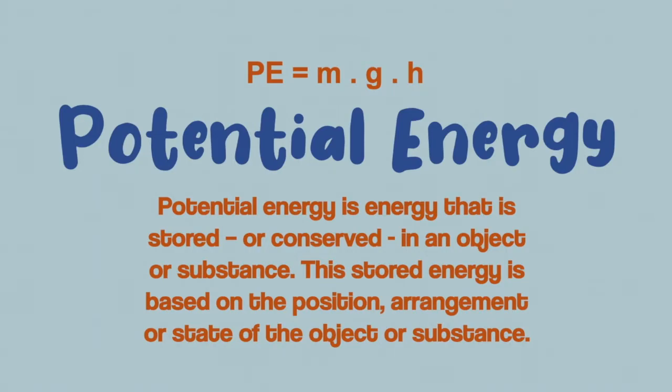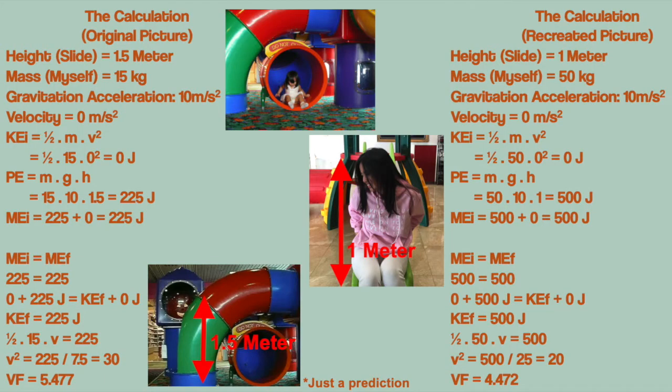Potential energy is energy that is stored or conserved in an object or substance. This stored energy is based on the position, arrangement, or state of the object or substance. In this act of going down a slide, potential energy, kinetic energy, and the law of conservation of mechanical energy could all be seen. Being on top of the slide means that there is still potential energy being stored, but because I'm not yet in motion, there isn't any kinetic energy, meaning that the initial kinetic energy is zero as the velocity is zero.